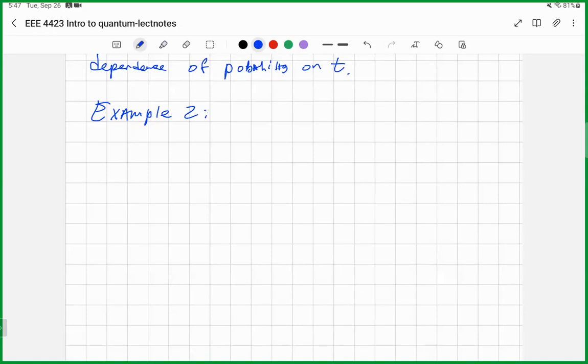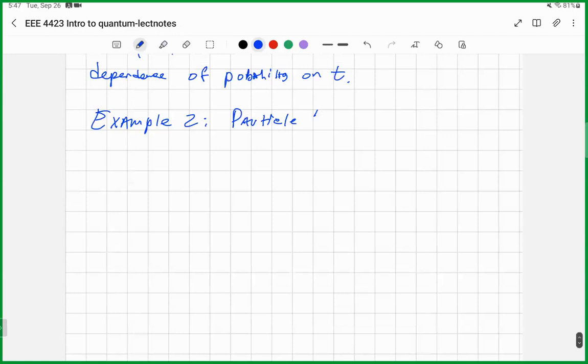And quite an important one. Let's name it: particle in an infinitely deep potential well, or infinite square well.